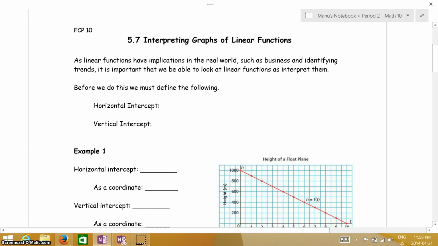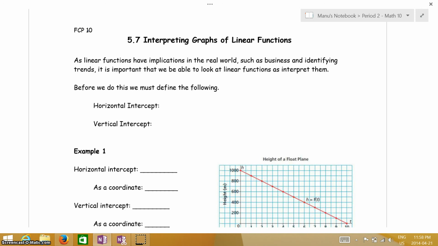As linear functions have implications in the real world, such as businesses and identifying trends, it is important that we are able to look at linear functions as well as interpret them. So before we can interpret them, we want to define a couple of different items. We want to define what this horizontal intercept is, and we want to define what this vertical intercept is.